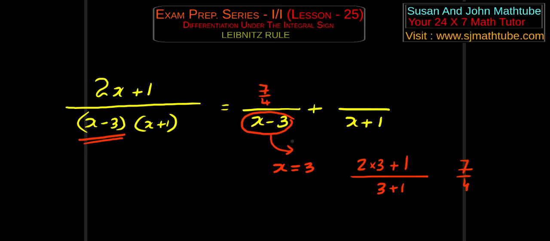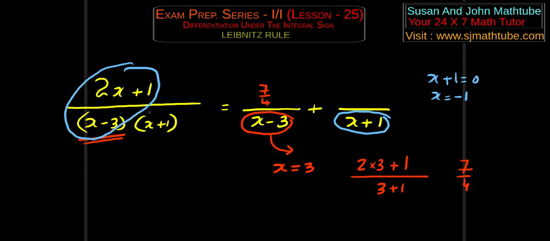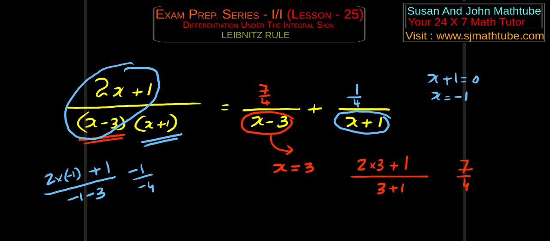And next what I'm going to do is, I'm going to check the second term. Now tell me, when will x plus 1 become 0? Of course, when x is equal to minus 1. And now I'm going to substitute this x equal to minus 1 everywhere other than this x plus 1. So I get 2 into minus 1 plus 1, the whole divided by minus 1 minus 3, that is minus 2, that will be minus 1 by minus 4, that is 1 by 4, and I write that value here. So this is called method of suppression.